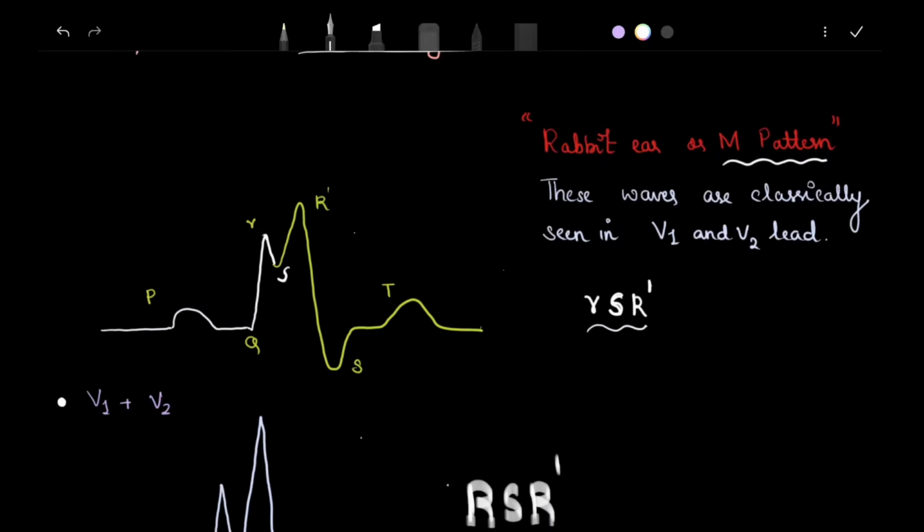Look at another ECG. See the V6 lead, with the slurring of the S wave. Also look at the V1 and V2 leads, the most anterior leads. Here we have the RSR dash pattern. And in V6 we see the slurring of the S wave. So it's clearly a case of right bundle branch block.